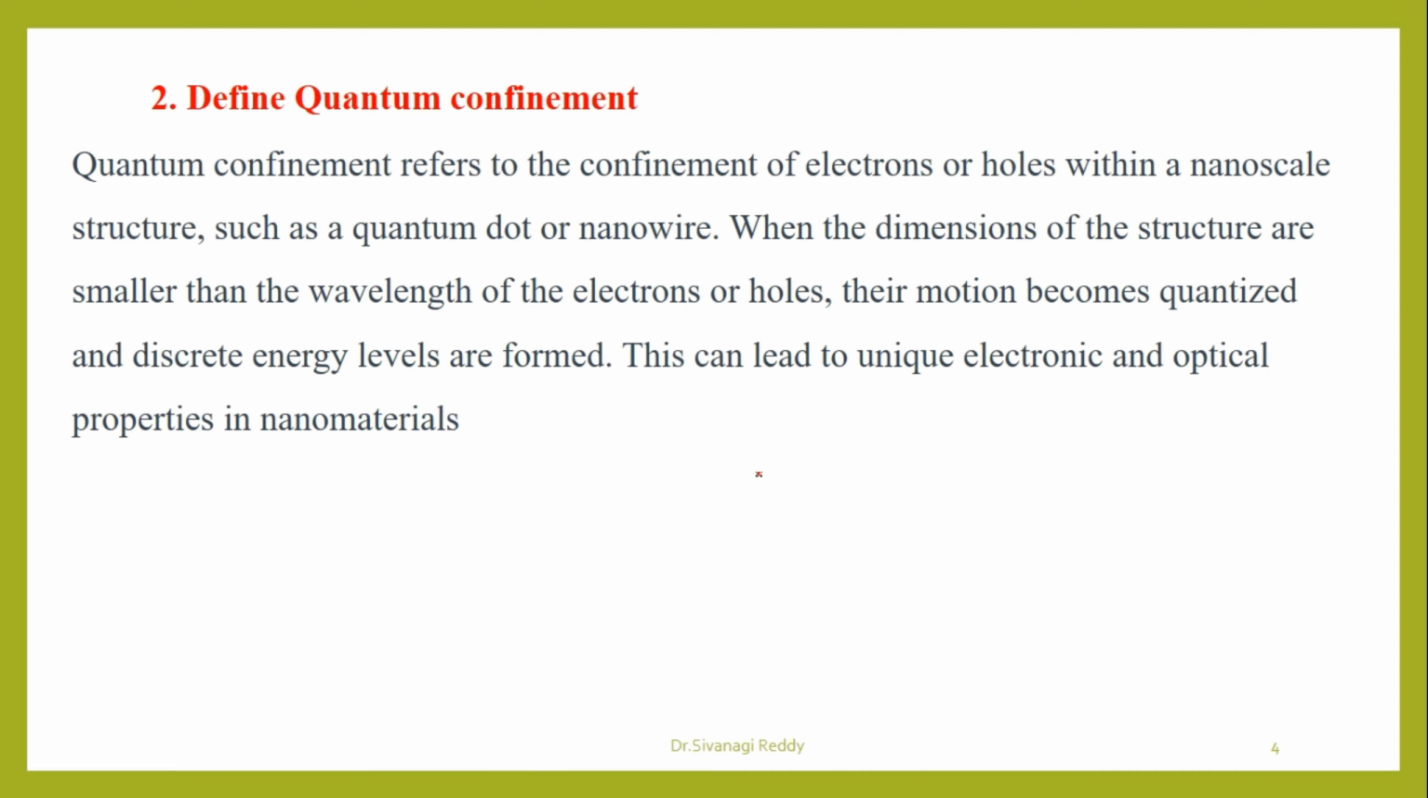So quantum confinement means that, based on the size of the particle or material at the nano level, the energy level will change. That leads to the formation of these discrete energy levels, and this is the reason behind the unique electronic and optical properties of nanomaterials. As an example, in quantum confinement, when the size of the nanoparticle changes, its color will change.